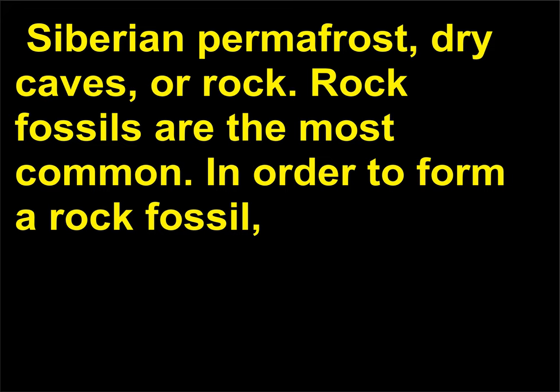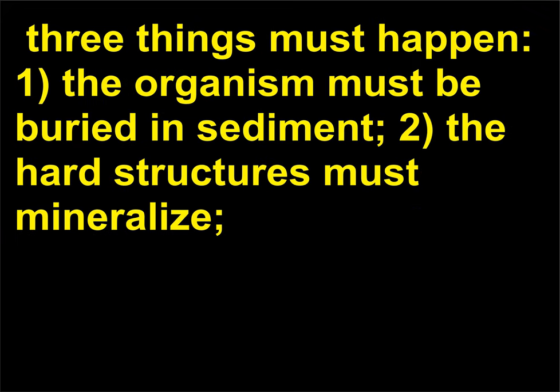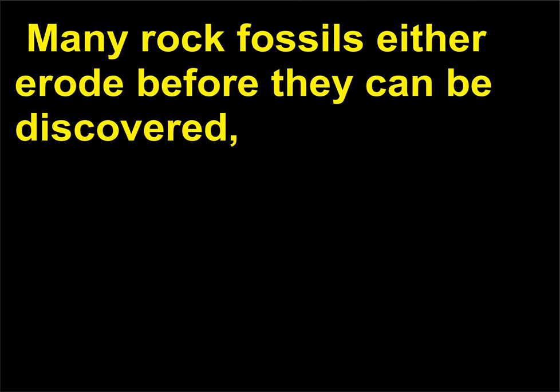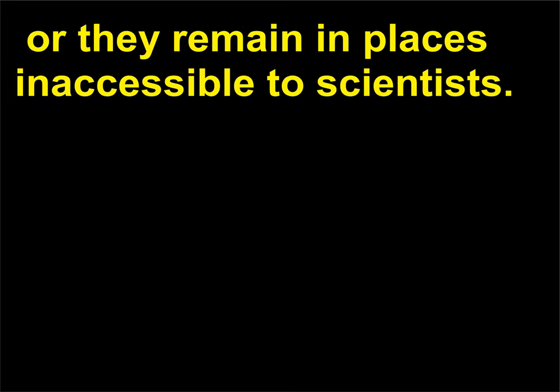In order to form a rock fossil, three things must happen: 1. The organism must be buried in sediment, 2. The hard structures must mineralize, and 3. The sediment surrounding the fossil must harden and become rock. Many rock fossils either erode before they can be discovered, or they remain in places inaccessible to scientists.